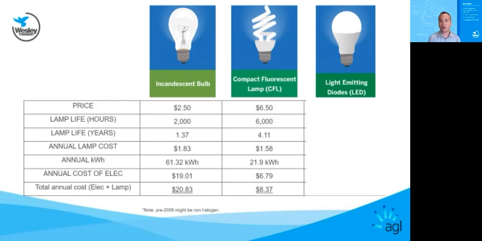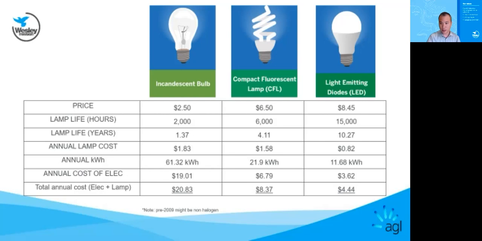Let's think about the CFL lights. So they cost a little bit more, $6.50, 3 times the hours in terms of lamp life. So overall, annual kilowatts, 21.9. Your annual cost is $8.37 for that one bulb. Let's look at LED. $8.45 for the LED light. You're only using 11.68 kilowatts, and the annual cost is $4.44.